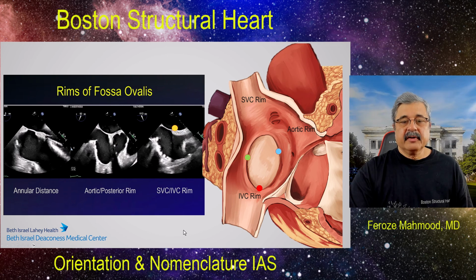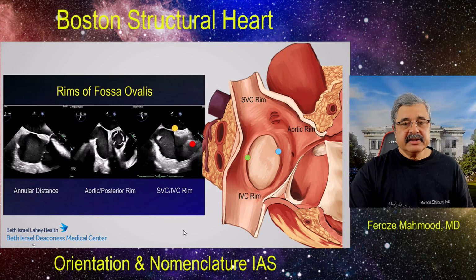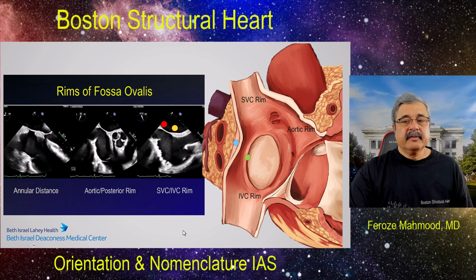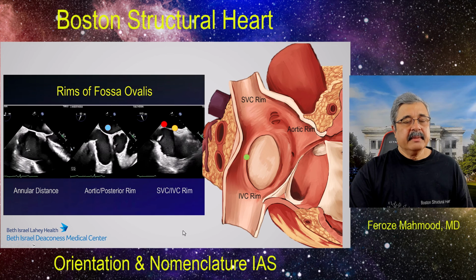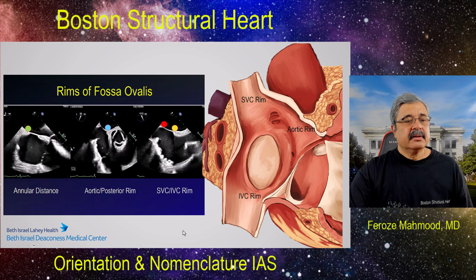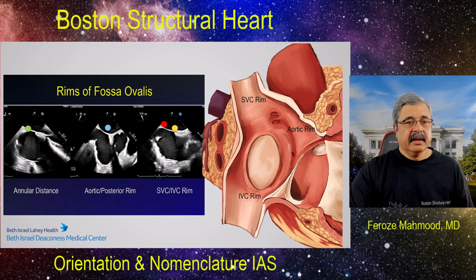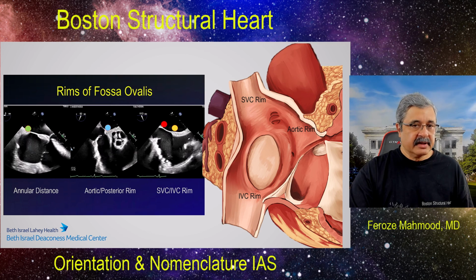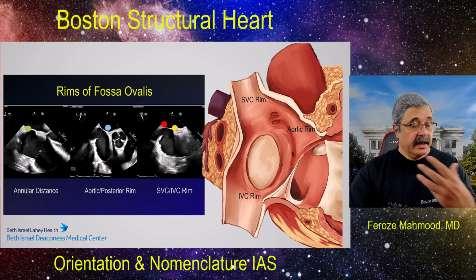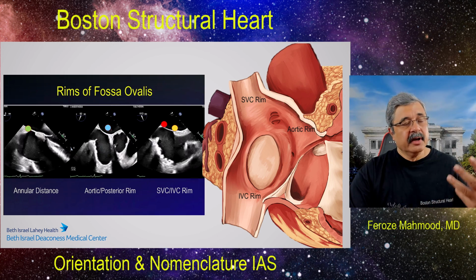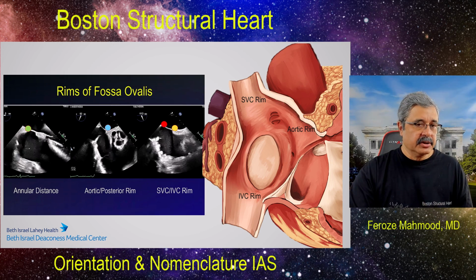So the rims of the fossa ovalis, according to my description, this would be referred to as the SVC and the IVC rim. This would be referred to as the aortic rim. This would be referred to as the annular distance from the mitral valve of the transeptal puncture, rather than saying anterior, posterior, superior, inferior, or height or depth of the septal puncture.